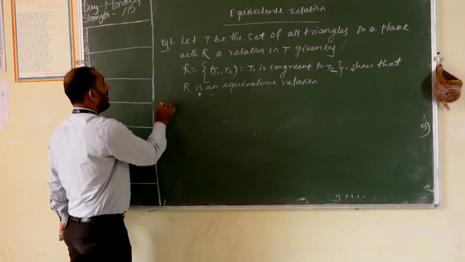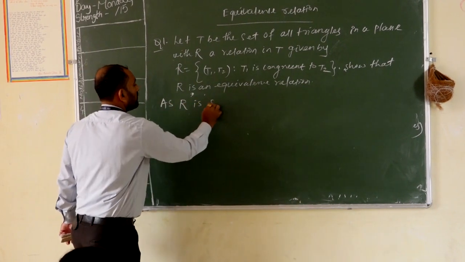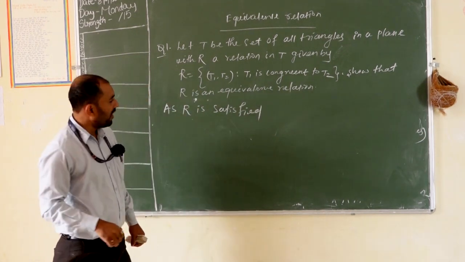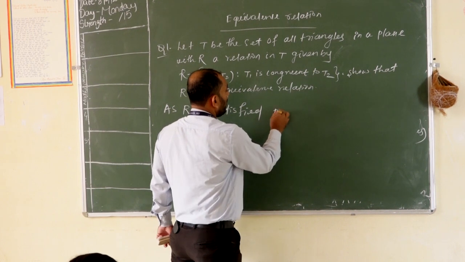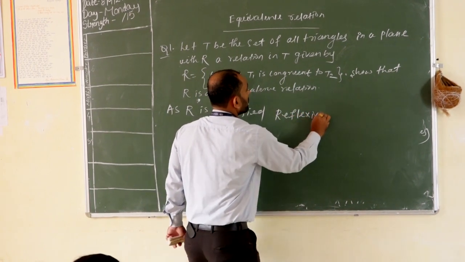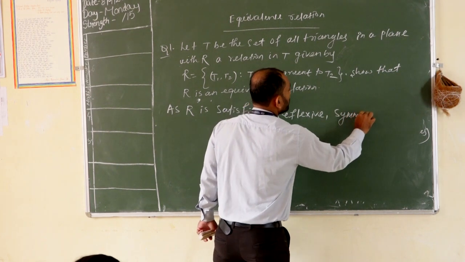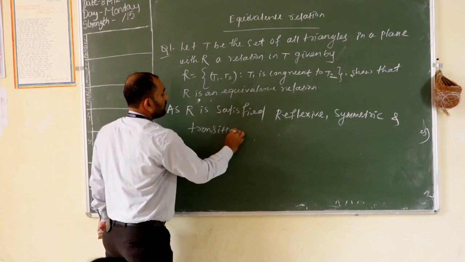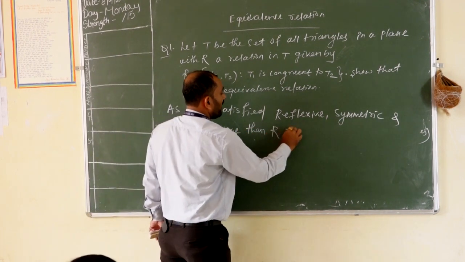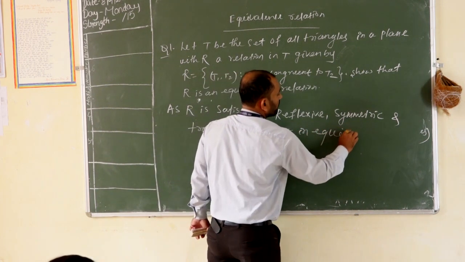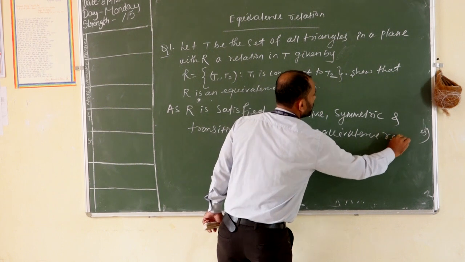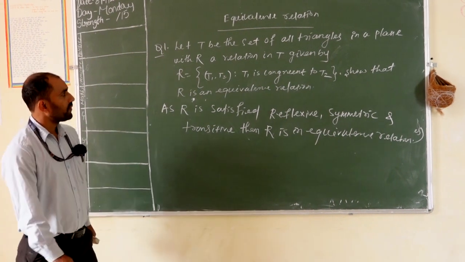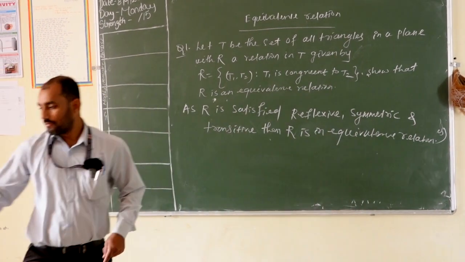As R satisfies reflexive, symmetric and transitive, then R is an equivalence relation. R is an equivalence relation. Clear? Okay. Then we come to the next example.